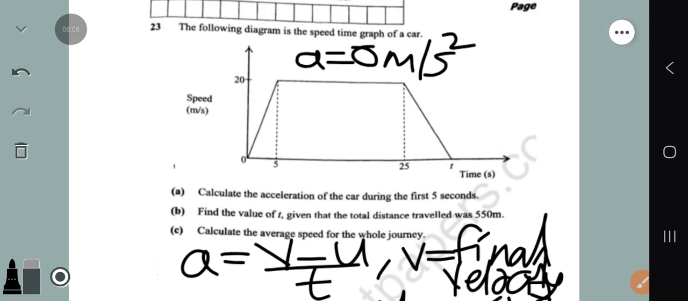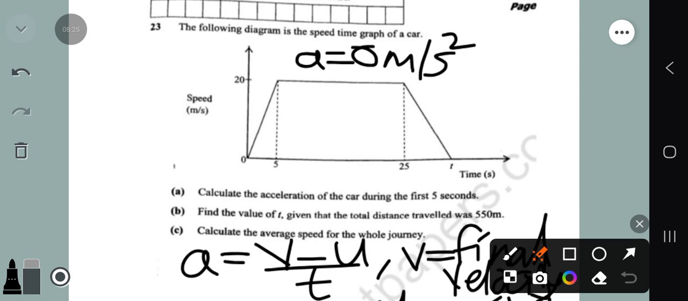All right. Next, the question says, find the value of t, given that the total distance traveled was 550. So they want you to find the value of t. They have given you the total distance. That means the distance from here to there is 20.